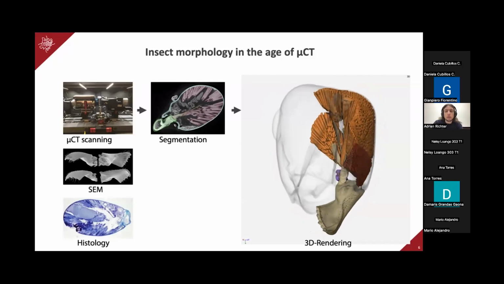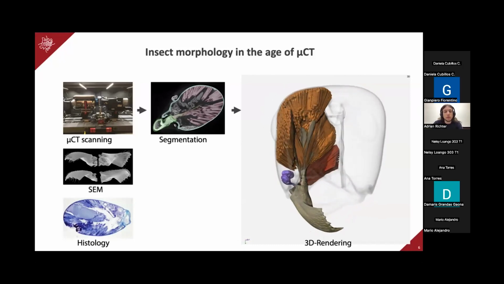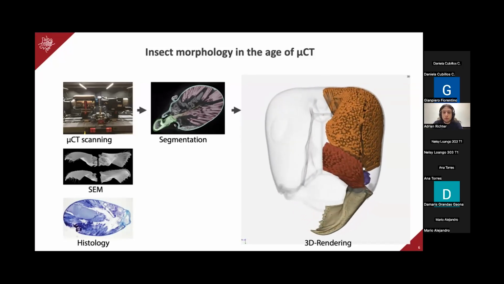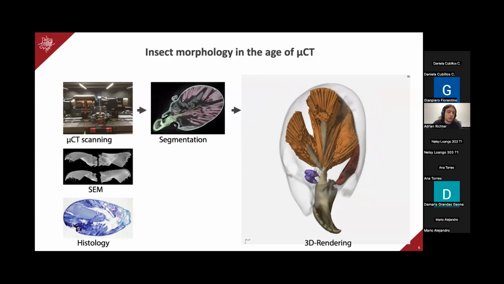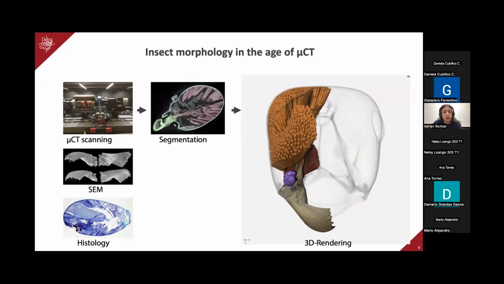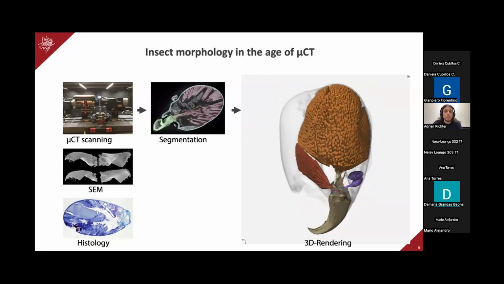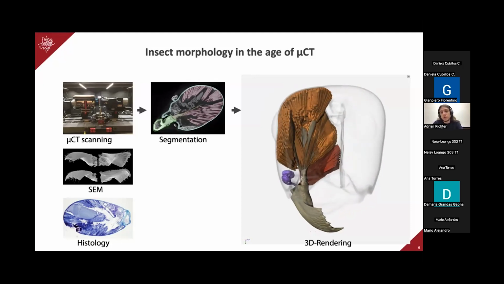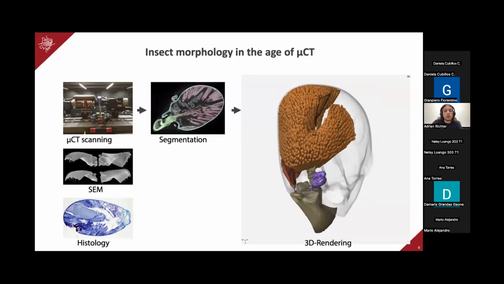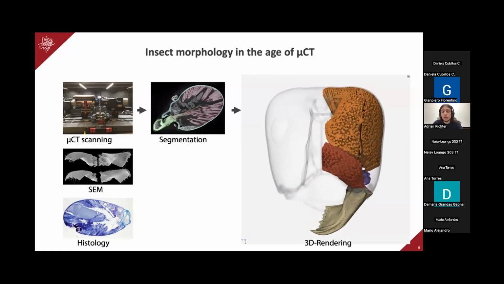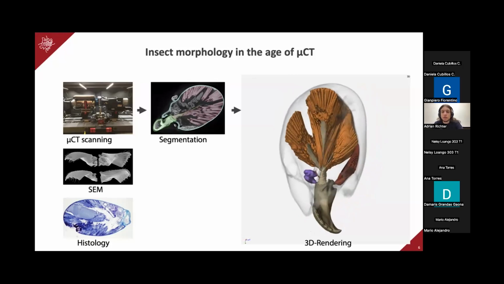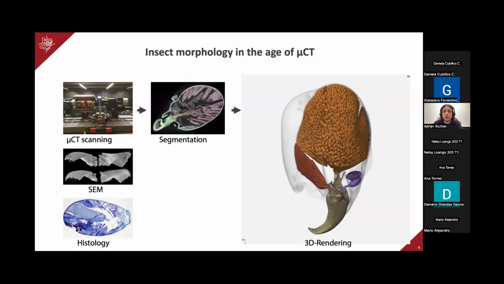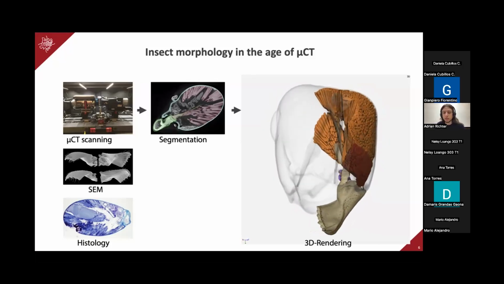But of course, I'm also using some more traditional, classical morphological methods, such as scanning electron microscopy to document surface structures of different traits. And I also use histology, where you get histological sections through the ant body, which, like micro-CT scanning, also gets me the internal features, but the resolution that we can achieve with it is still comparatively limited. So some of the fine tissue details, like details of gland morphology, are still easier to see in these histological slices.